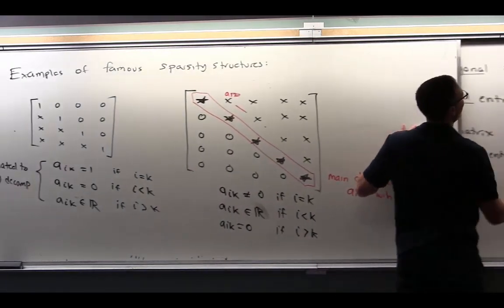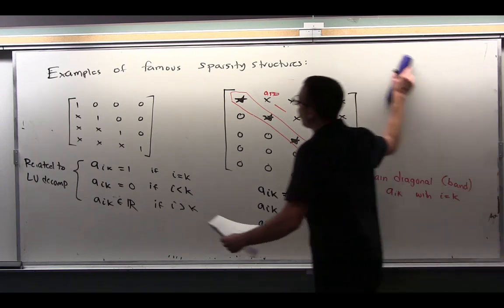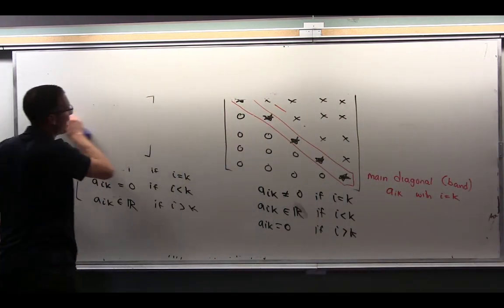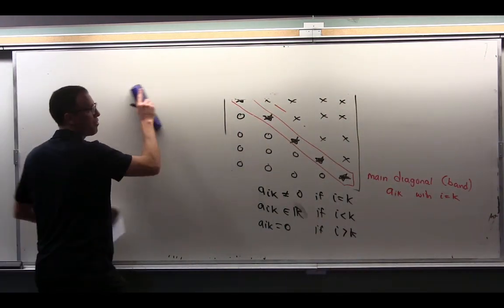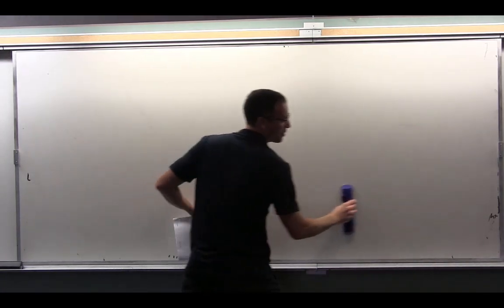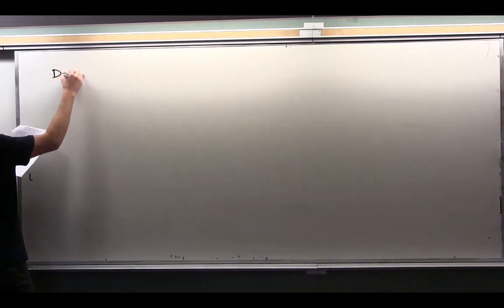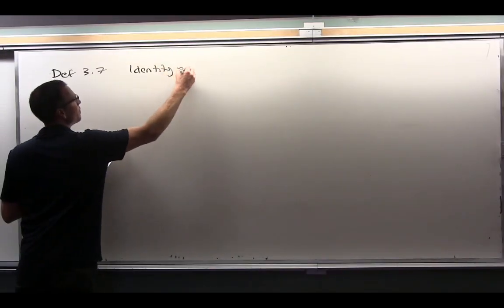What's the easiest non-zero entries that you might ever touch in a diagonal? 1. Do you know what we call that matrix? Yep. It's literally the matrix equivalent of the number 1, because if you multiply a matrix by the identity matrix, guess what happens? Not a damn thing. It's the multiplicative identity. So we're going to call this definition 3.7. It's called the identity matrix.